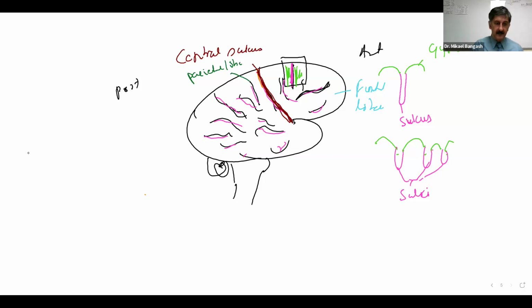As a matter of fact, this central sulcus here also marks a boundary. Everything behind the central sulcus is going to be sensory. Anything anterior to the central sulcus, as far as it is somatic, is going to be more for control of your body.